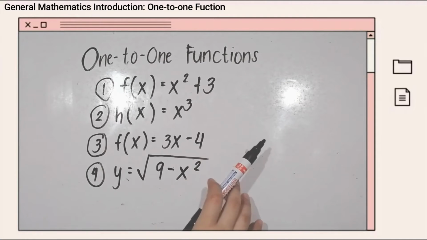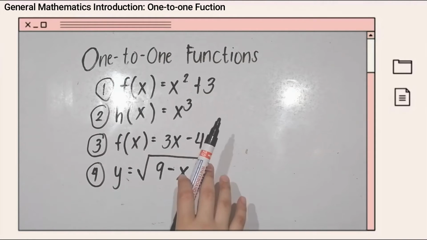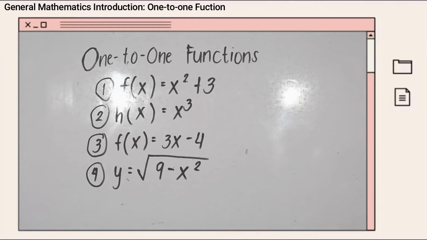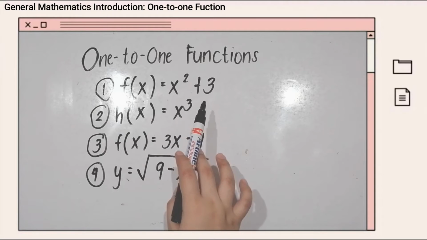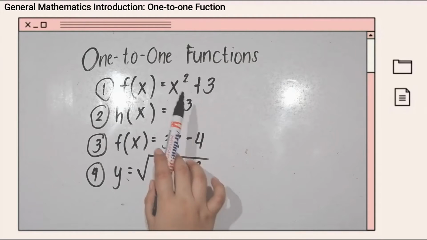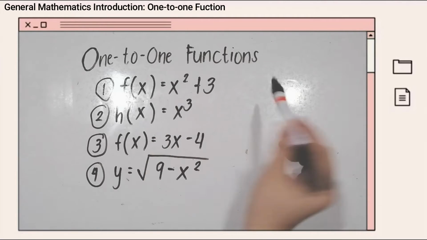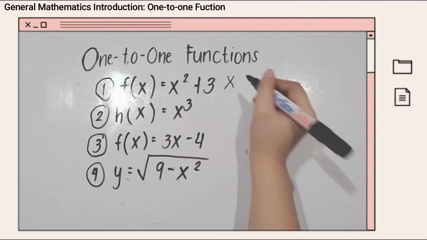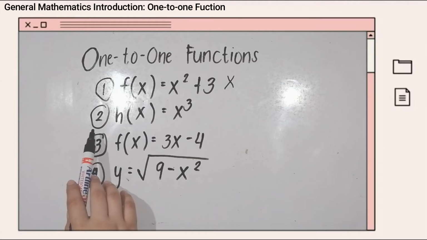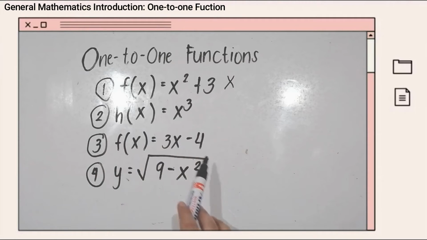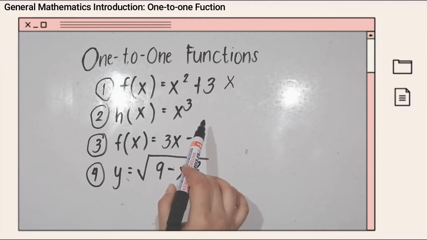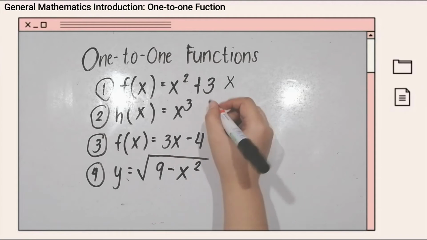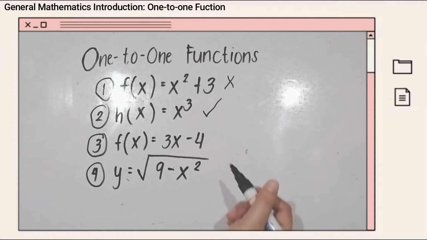Now, let's determine if these given functions are one-to-one. Number 1, f of x is equal to x squared plus 3. You can see that the highest degree is 2, so this is not a one-to-one function. Next, number 2, h of x is equal to x cubed. The highest degree is 3. It is an odd number and it is a one-to-one function.